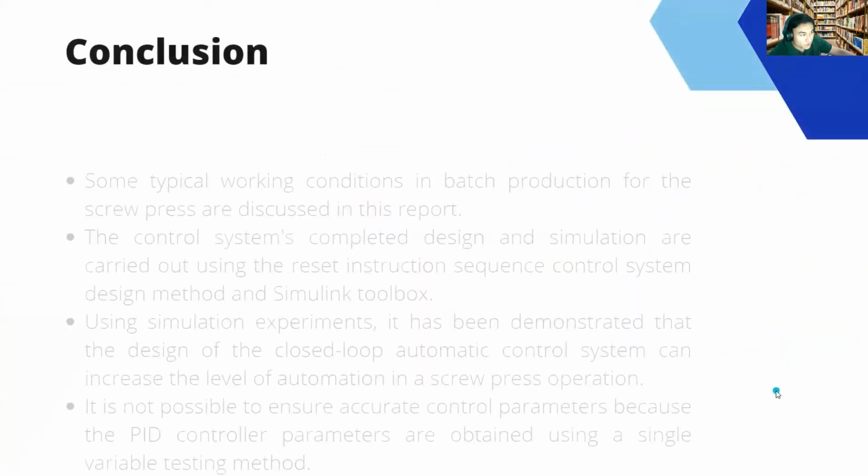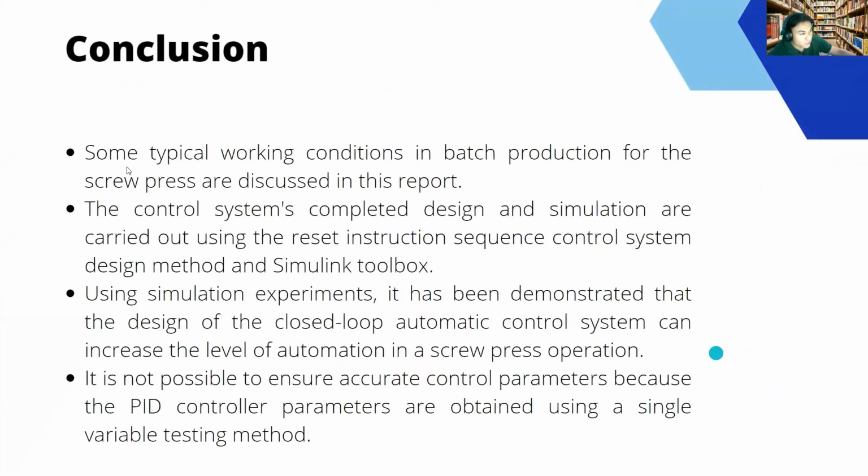So, our conclusion: some typical working conditions in batch production for the screw press are discussed in this report. The control system's design and simulation are carried out using the reset instruction sequence control system design method and simulating toolbox. Using simulation experiments, it has been demonstrated that the design of the closed-loop automatic control system can increase the level of automation in screw press operation.